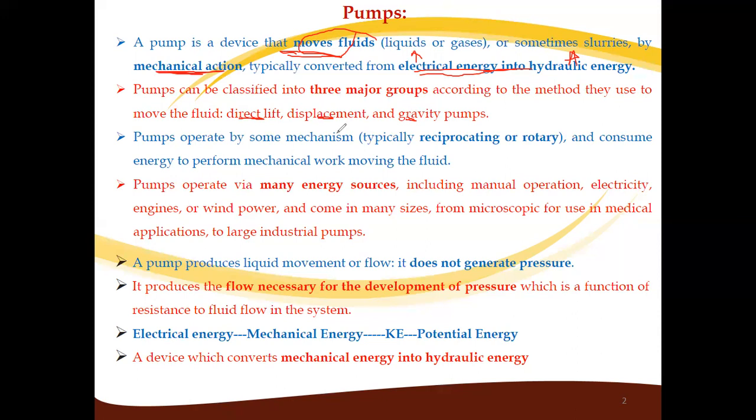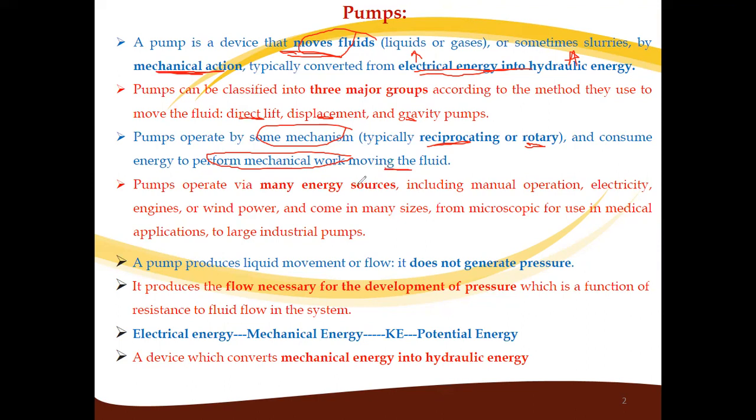The pumps operate by some mechanism, and there are two types of mechanism. One is a rotary mechanism and another one is a reciprocating mechanism. So by these two types of mechanisms, pumps can operate. So it is called a reciprocating pump, or the other type is a rotary pump. Pumps operate by a mechanism and consume energy to perform the mechanical work of moving the fluid.